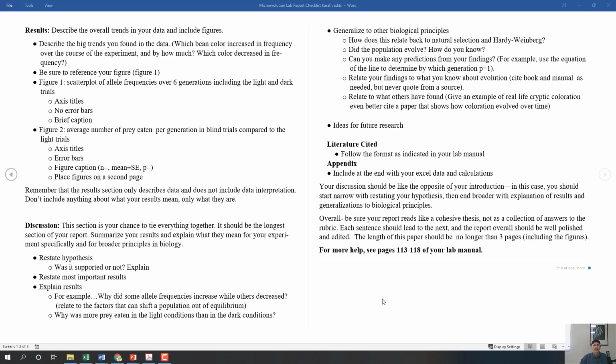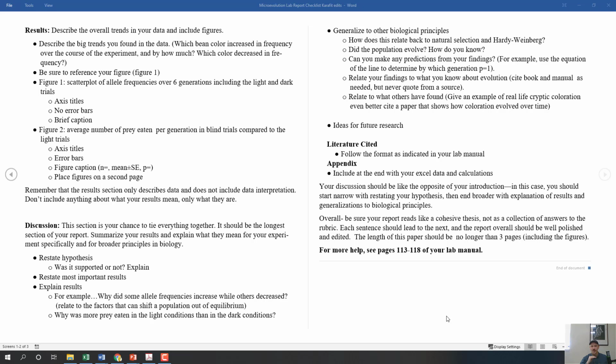Overall, make sure your report reads like a cohesive thesis, not like you're just answering statements from a rubric. You know, oh, I did this, I did this, I did this. A lot of times students write these weird little sentences that don't really fit together. It's like they're answering questions. You're writing a narrative here, a thesis, and it needs to flow. Each sentence should lead to the next sentence, and it should be well polished and edited, which means you should go to the writing center if you need help with writing.